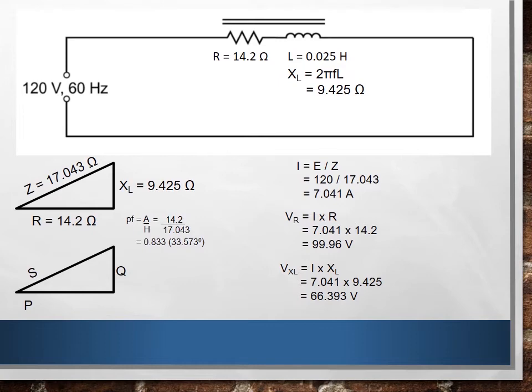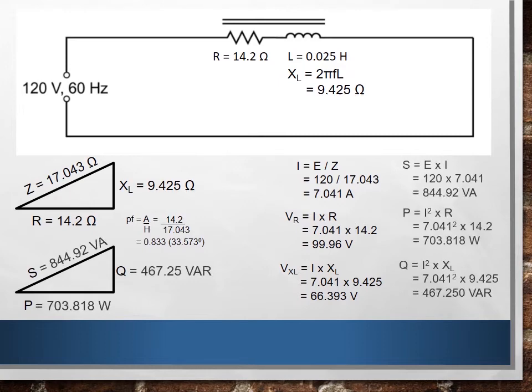Our next step is to figure out our power triangle. Remember once again that our power triangle and our impedance triangle should look exactly the same. They have the same phase angles, they have the same proportions. My formulas for figuring out my power are my power formulas, but once again, in order to figure out what I need for my true power and my reactive power, I have to use my resistance and my inductive reactance. In order to get my total apparent power, I simply go E times I to get 844.92 VA.